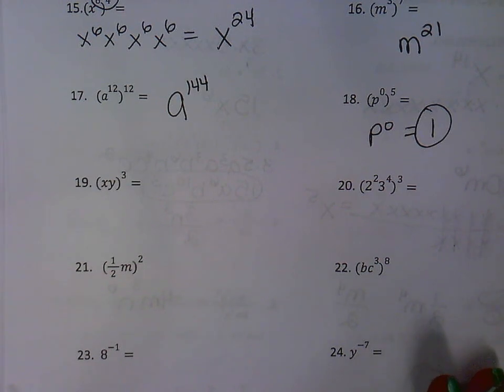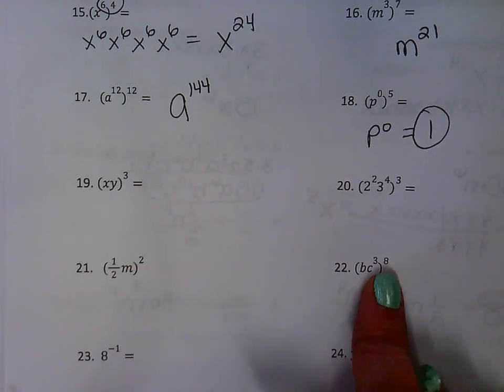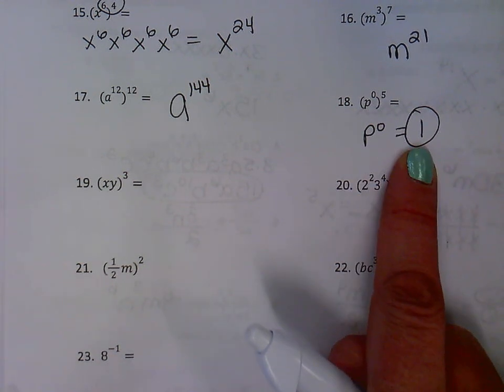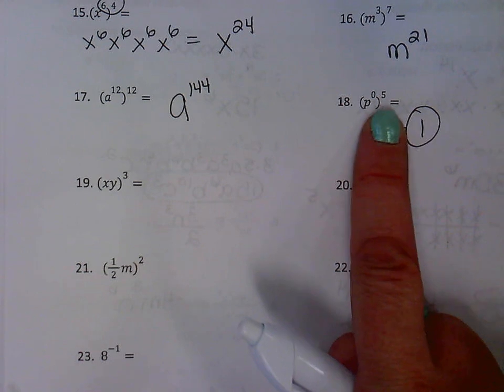What is 0 times 5? 0. So 0 times 5 is 0. So I have p to the 0, which is 1. So I distribute and multiply.